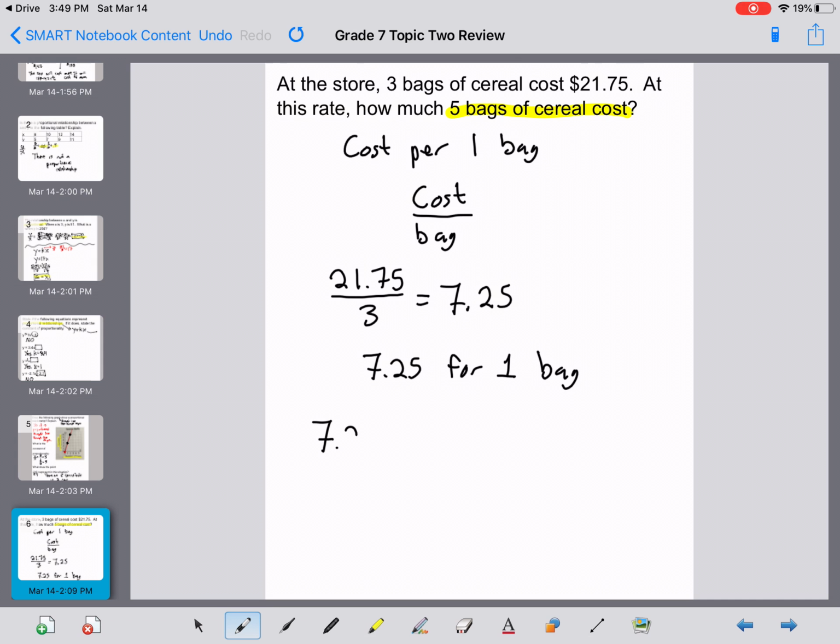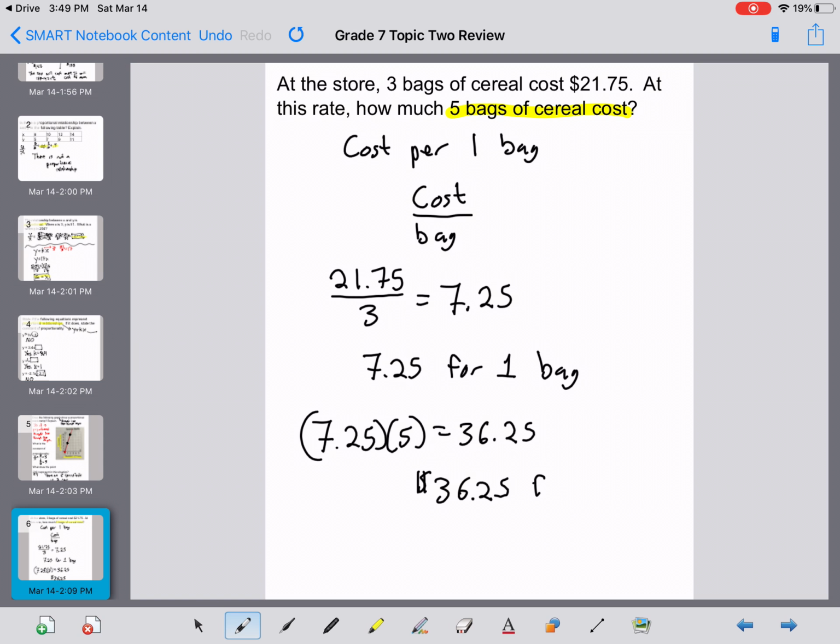But the question asks for how much do 5 bags of cereal cost. So I can do my $7.25 and multiply that number by 5. $7.25 times 5 is $36.25. So that means that it's $36.25 for 5 bags of cereal.